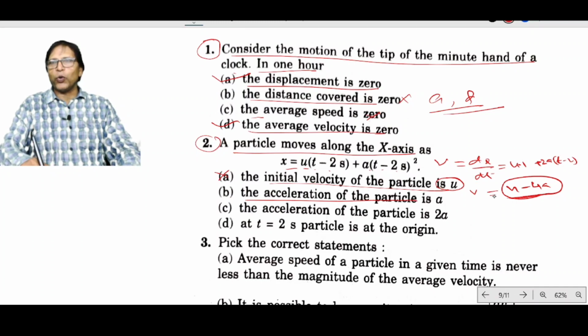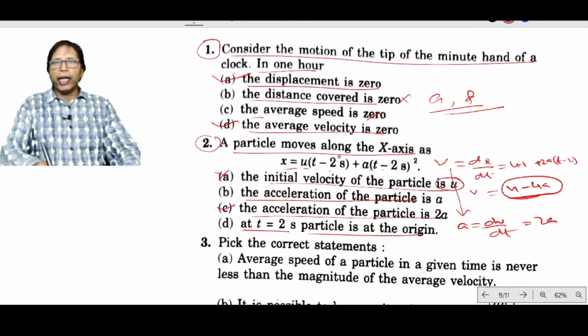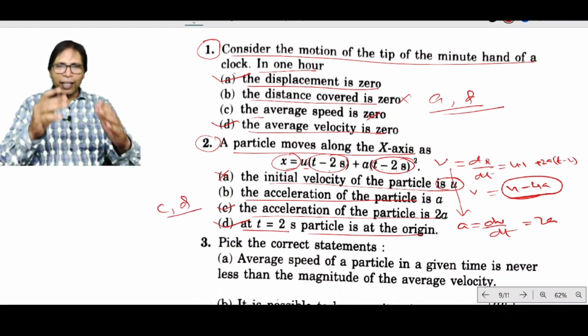The acceleration of the particle is a? No. If we differentiate v, we get acceleration dv by dt, which is 2a. So acceleration is 2a. This is correct. Now at t equal to 2, the particle is at origin. If you put t equal to 2 in this equation, you get x equals 0. So the particle is at origin. Therefore, C and D are the correct options.